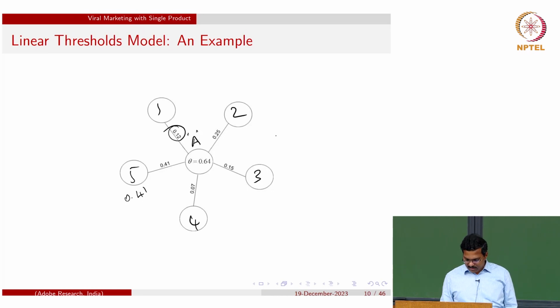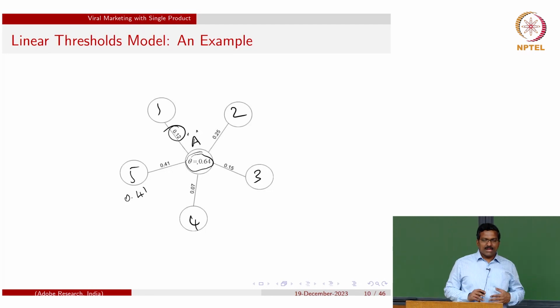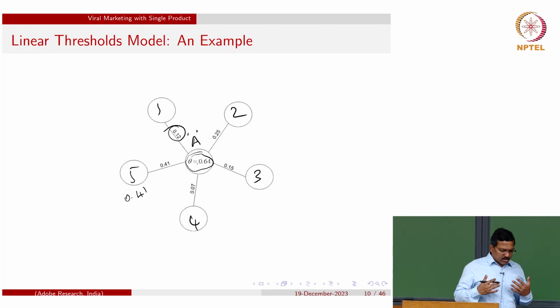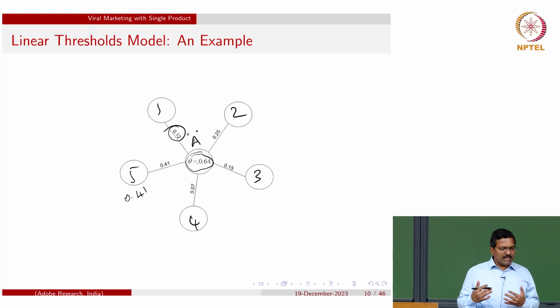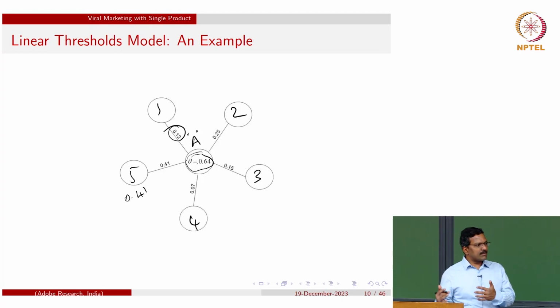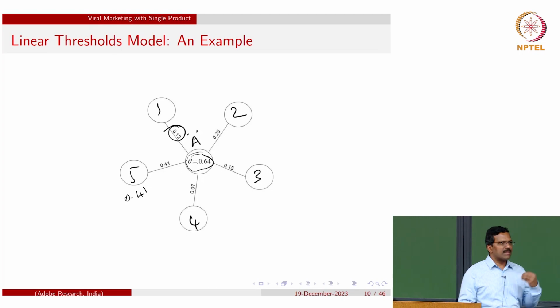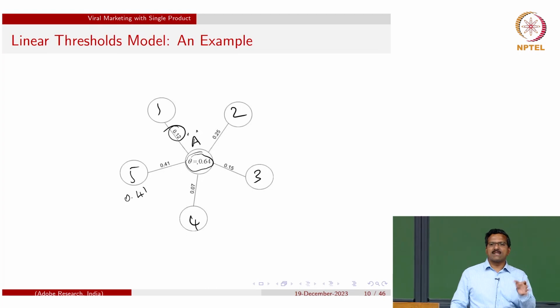Okay. So far these numbers are clear, right? And for person A, there is something called theta, which we call the threshold. This threshold is 0.64, which means that roughly, if 64% of my neighborhood influences me, I will try to adopt that thing, whether it is going to a movie or buying some product or something like that, right?